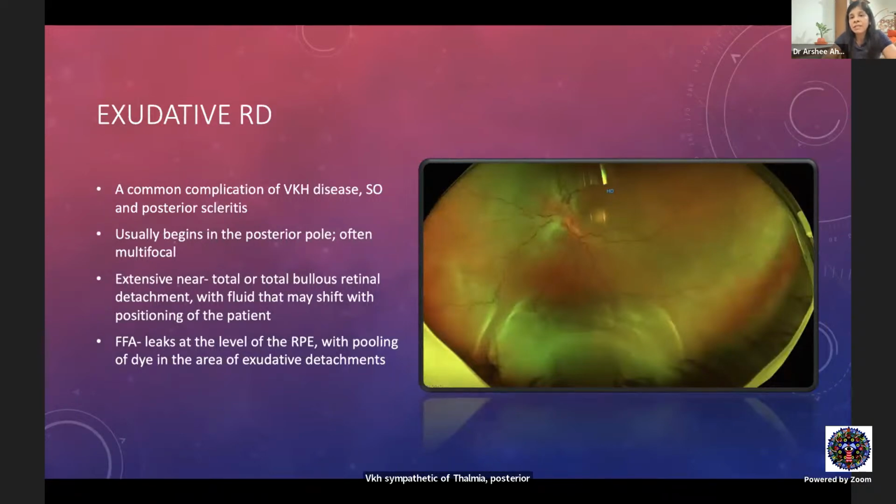So exudative detachments usually will be visible as this collection of fluid under the retina. It may also shift with a shift in the position of the patient. That is called the shifting fluid sign. You can also document it on ultrasonography if you do the ultrasonogram in the lying down and in the sitting position. In the sitting position, due to gravity, the fluid will gravitate down and it will be picked up easily as a detachment. When you do an angiography in these patients, for example, in a VKH patient, you would see the classical pooling of the dye as the angiogram progresses.